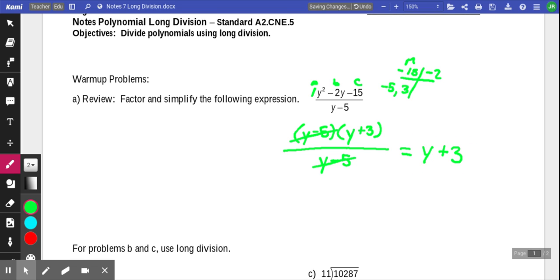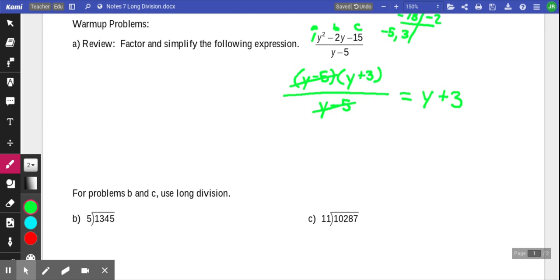All right, well, have you ever considered the case of what happens if nothing factors? Okay, is that it? Is factoring our only way that we can work on simplifying these rational expressions? Well, the answer is no. And so today we're going to take a look at long division.